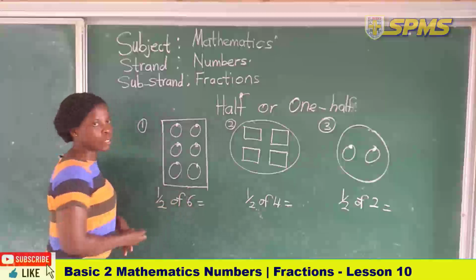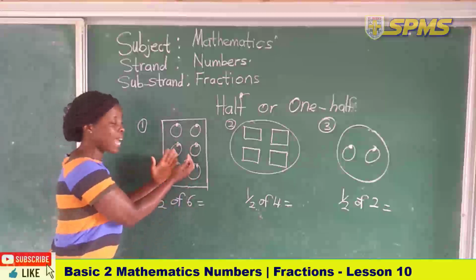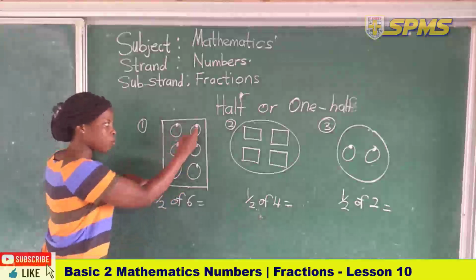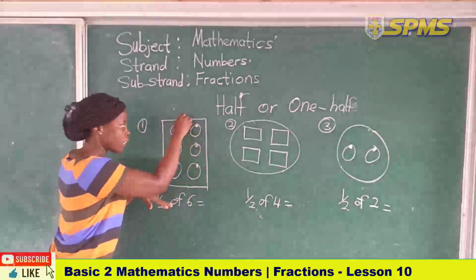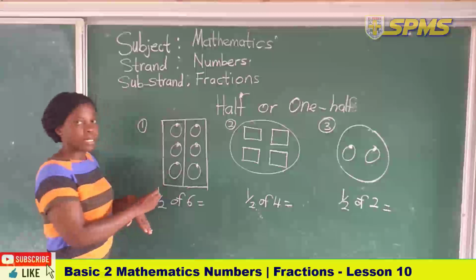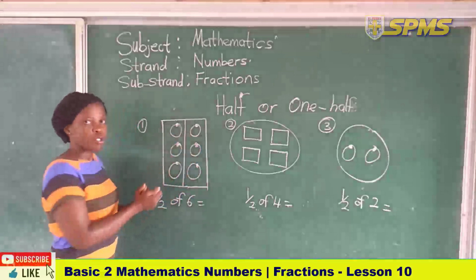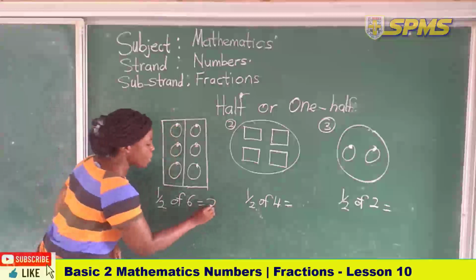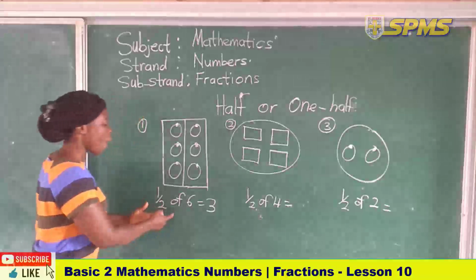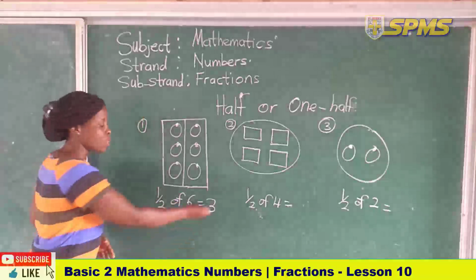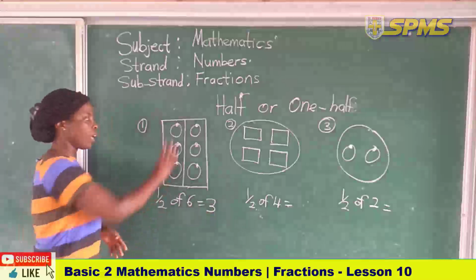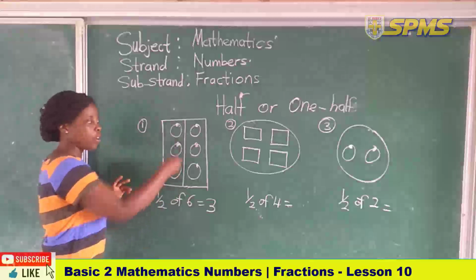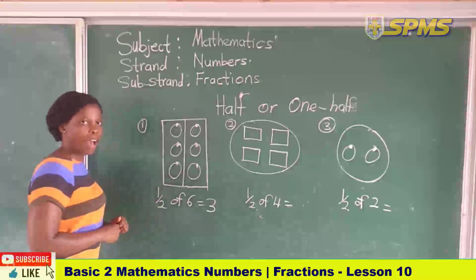Alright, so half of 6, what will you get? So that means I have to divide these 6 items into 2 equal parts. So look at it. 1, 2, 3. One side, 1, 2, 3 at the other side. So if I draw a line like this, that means I have divided the oranges into 2 equal parts. So one part is how many? 3. So whenever you see half of 6, the answer is 3. It is 3 because you have 3 items as one part of the half, and you have 3 at the other part of the half.